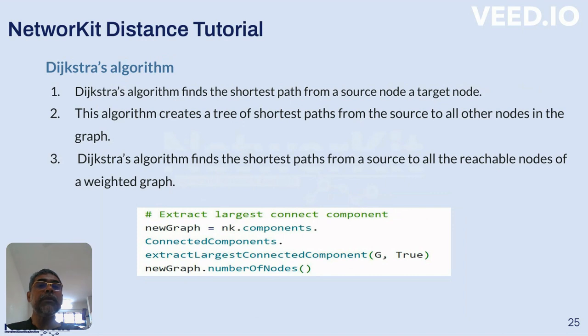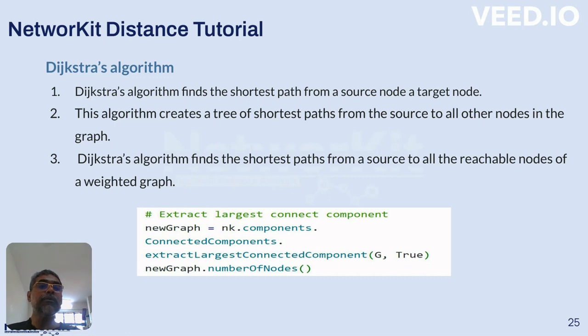Dijkstra's algorithm finds the shortest path from a source node to a target node. This algorithm creates a tree of shortest paths from the source to all the other nodes in the graph. Dijkstra's algorithm finds the shortest path from a source to all the reachable nodes of a weighted graph.